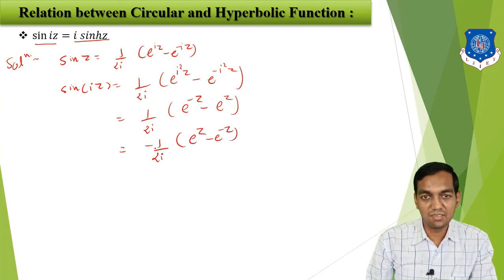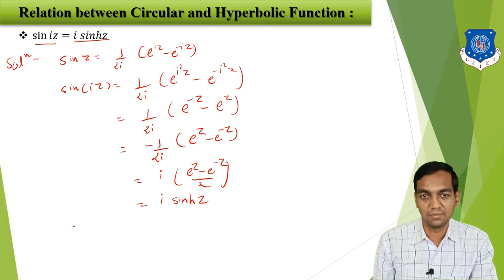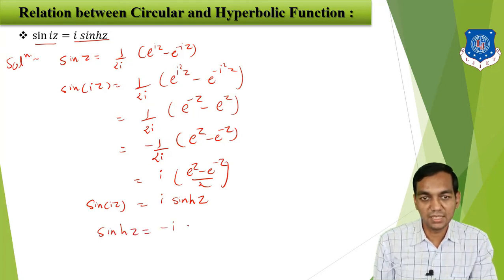So minus 1 is i square and that will give you i upon i into e raised to z minus e raised to minus z upon 2. But this is nothing but a hyperbolic function. So this is sine hyperbolic of z. Okay. So that means sine of iz is equal to i sine hyperbolic of z. Or you can say that sine hyperbolic of z is equal to minus i sine of iz.